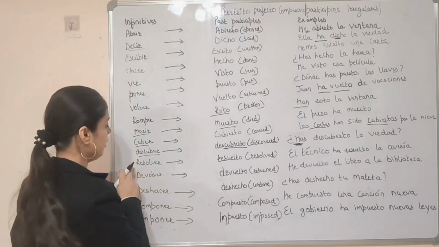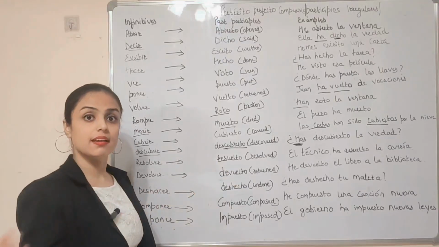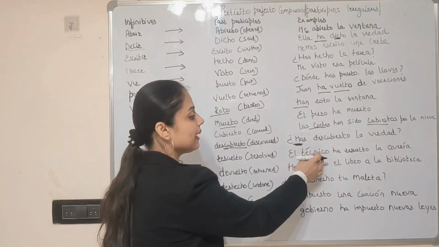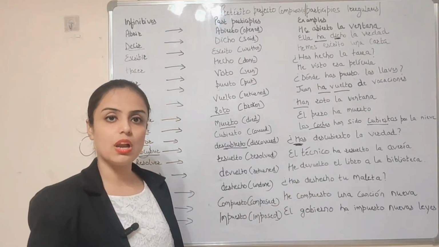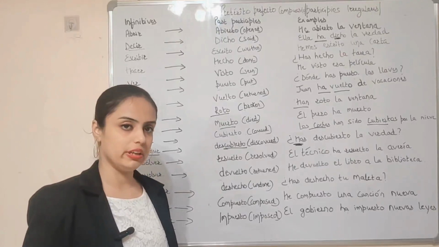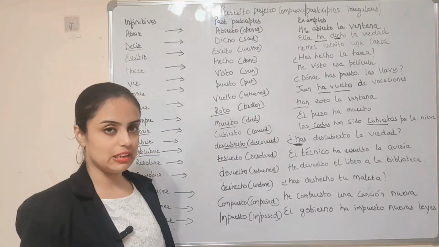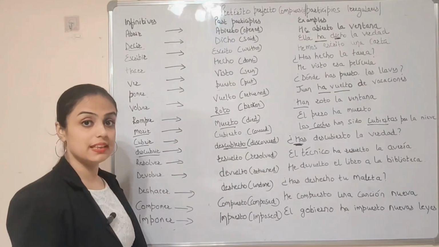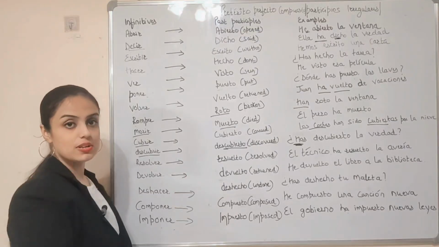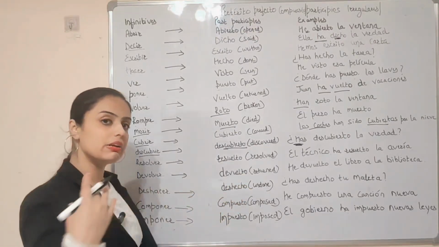The next one is resolver. The past participle is resuelto, which means resolved. Por ejemplo, el técnico ha resuelto la avería. That means the technician has resolved the fault. The next one is devolver. The past participle is devuelto, which means returned.